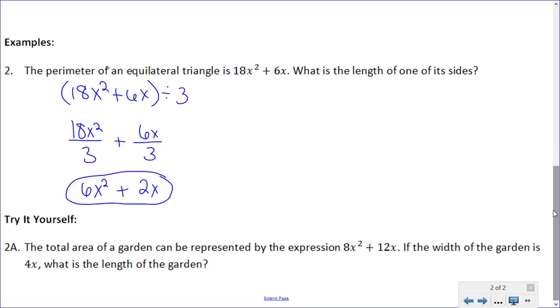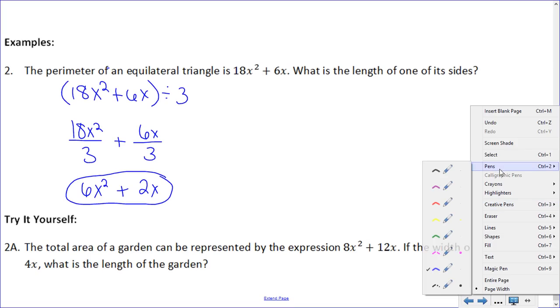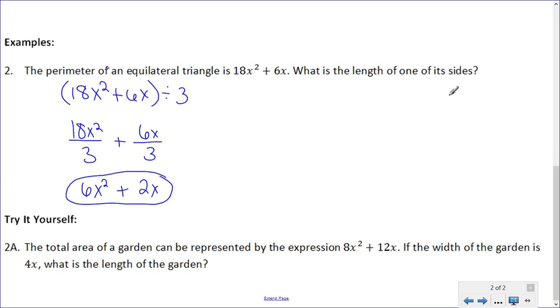Alright, there's a try it yourself problem here for you to do. Pause the video, work through that problem. It's very similar to this example. And when you're ready to check your answer, press play.